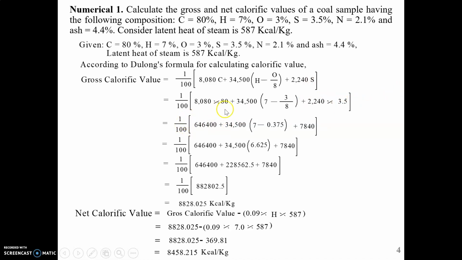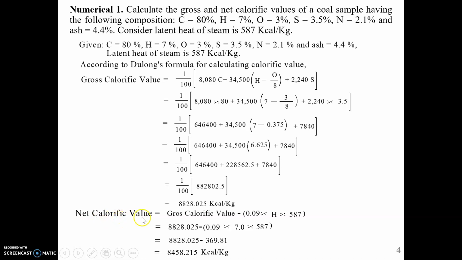And if you solve the steps, 1/100 [646400 + 34,500 (7 − 0.375) + 7840]. And if we solve the steps, finally we will get the answer for gross calorific value, which is 8828.025 kilocalorie per kg.